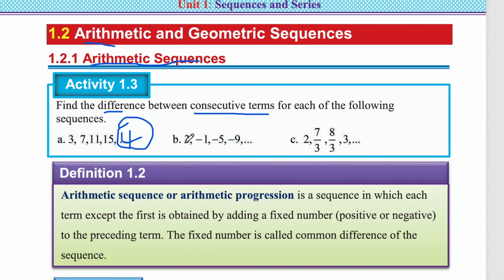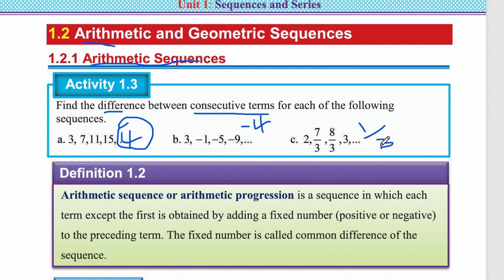Similarly, the difference between 3 and minus 1, minus 4, minus 1 and minus 5, minus 4, minus 5 and minus 9. The difference is minus 4.